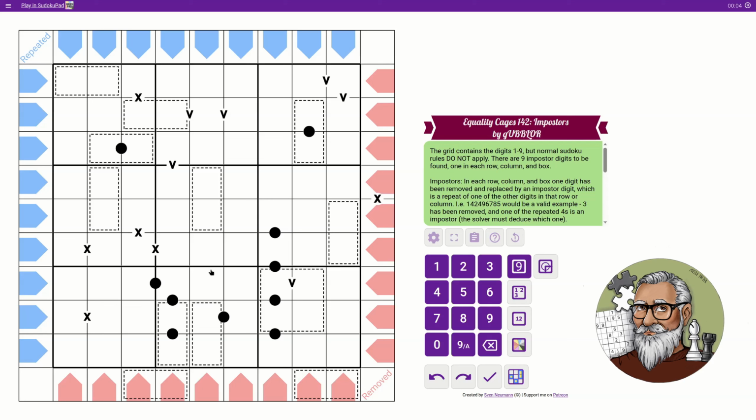Well, for transparency's sake, this is now a few hours afterwards. So I might have forgotten everything I've done in the example, but fine, let's have a look. Right.